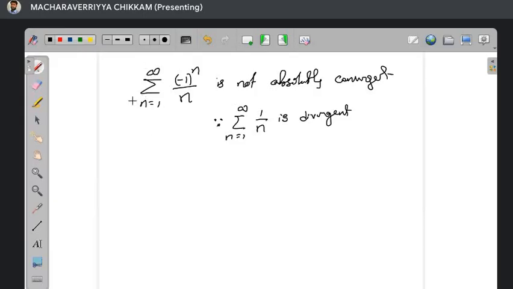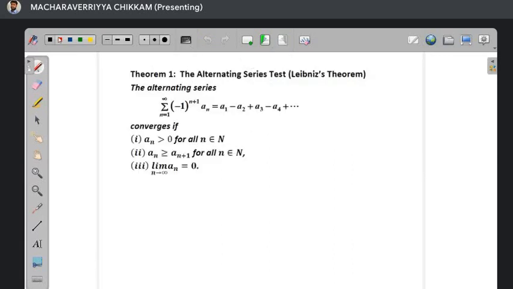So to check the convergence of an alternating series, we have a theorem. This is what we call the alternating series test, or Leibniz theorem. Let us try to understand what it says. It says that this alternating series is convergent if these three conditions hold. What are those three conditions? Initially, except for that minus 1 to the power of n, the rest of the term needs to be positive. So an has to be positive.